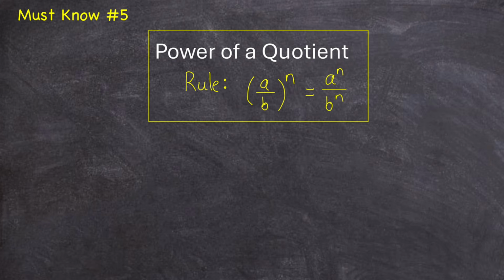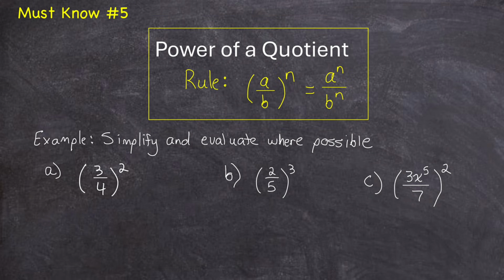And let's do a few examples to see how this rule works. In this example, it says to simplify and evaluate where possible. In all 3 examples, we have powers where the base of the powers are all quotients.